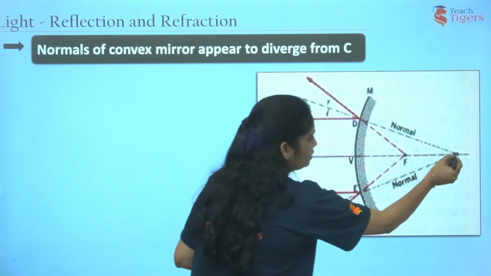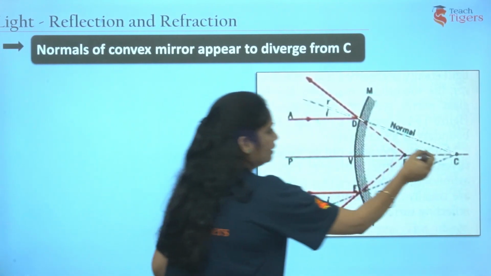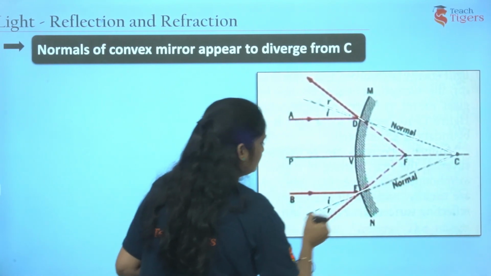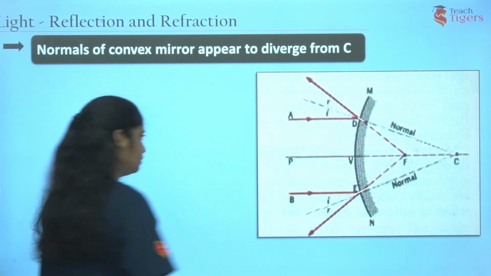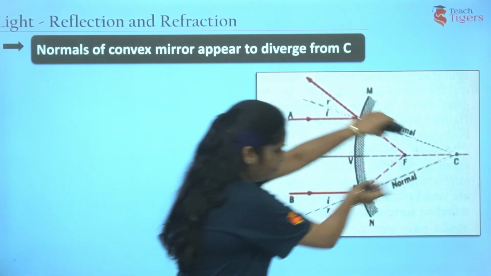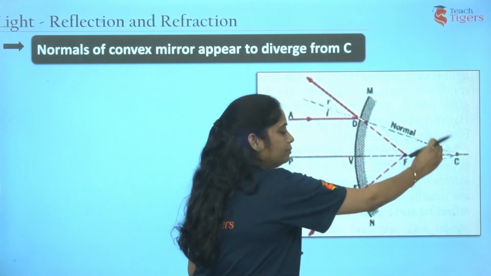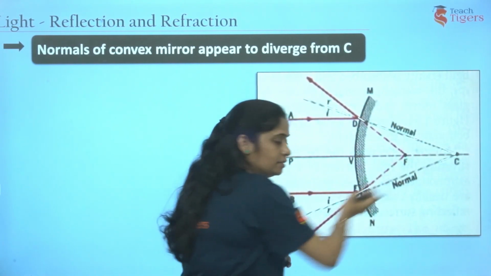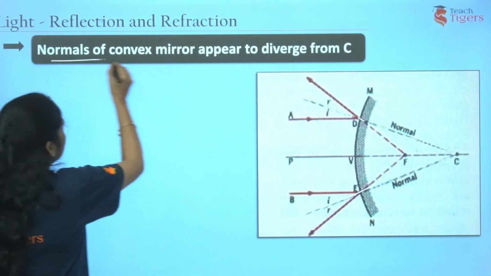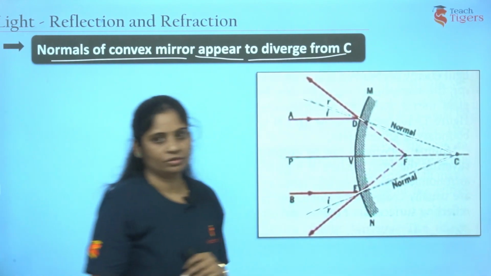See here, there is one normal, it is like this, and there is one more normal here, it is like this. So how does it appear to you? It is as if they are emerging from point C. So we explain it as the normals appear to diverge from the center of curvature. So you can see here, normals of a convex mirror appear to diverge from the center of curvature.